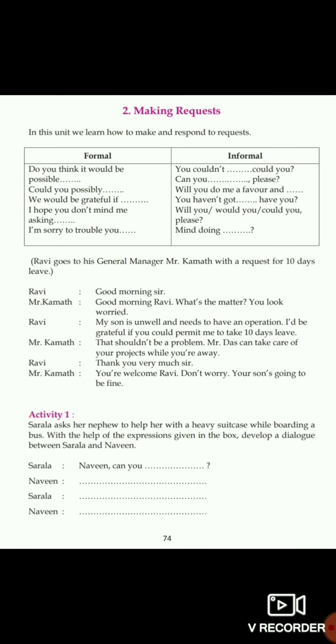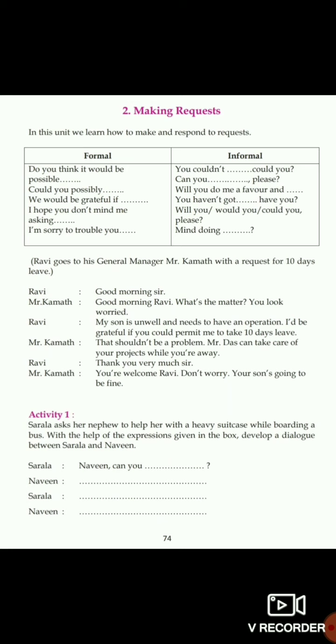Dear students, in the previous video, we learned how to start a conversation with a stranger, what expressions one should use to draw the attention of the speaker, and how to start the conversation. Today we'll talk about one more language function, that is making requests. In this unit, we learn how to make and respond to requests.